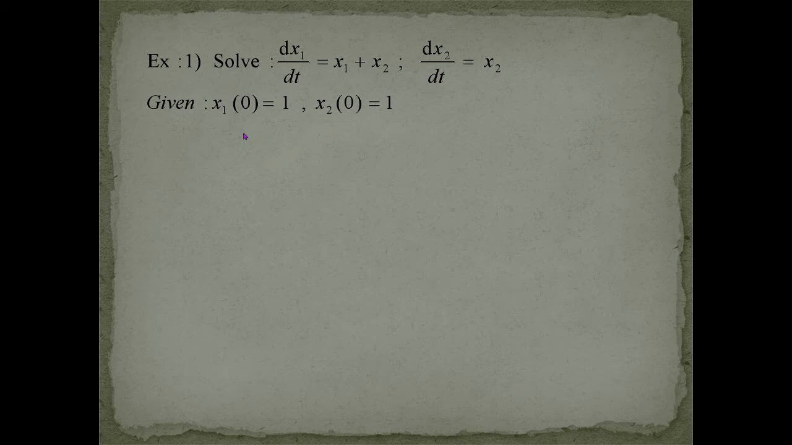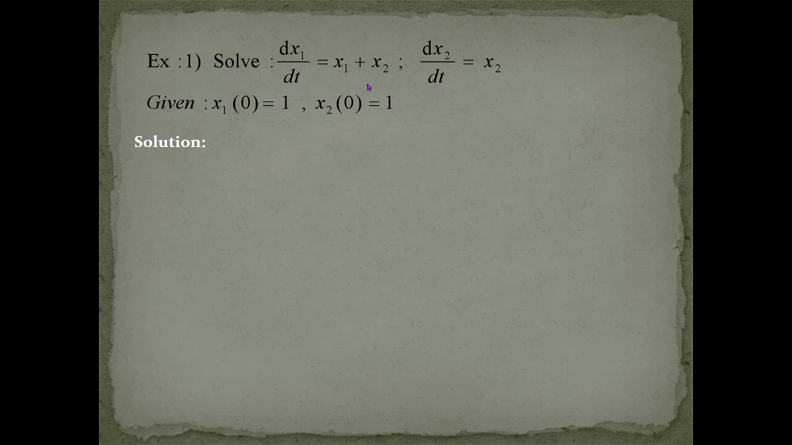When you use these initial conditions, there will be no constant in the final solution. So x1(0) equal to 1 implies that when t is equal to 0, x1 is 1, and when t is equal to 0, x2 is 1. Okay, so let us take a solution for this.